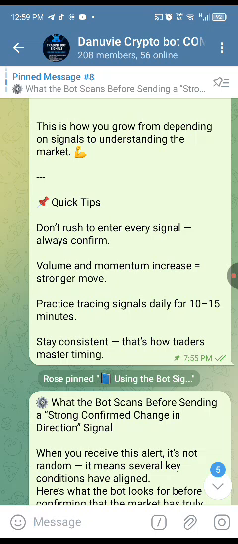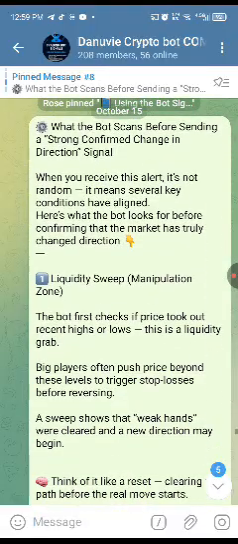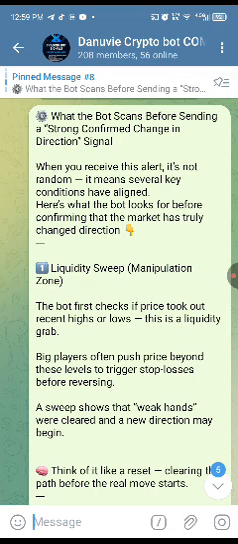So now we are going to the primary signal that every trader must look out for if they are going to make a trading decision. So this is what we're going to talk about next. And this is what the bot scans for before sending a strong confirmed change in direction signal. Now, the name of the signal is called strong confirmed change in direction. I will say it again. Strong confirmed change in direction.